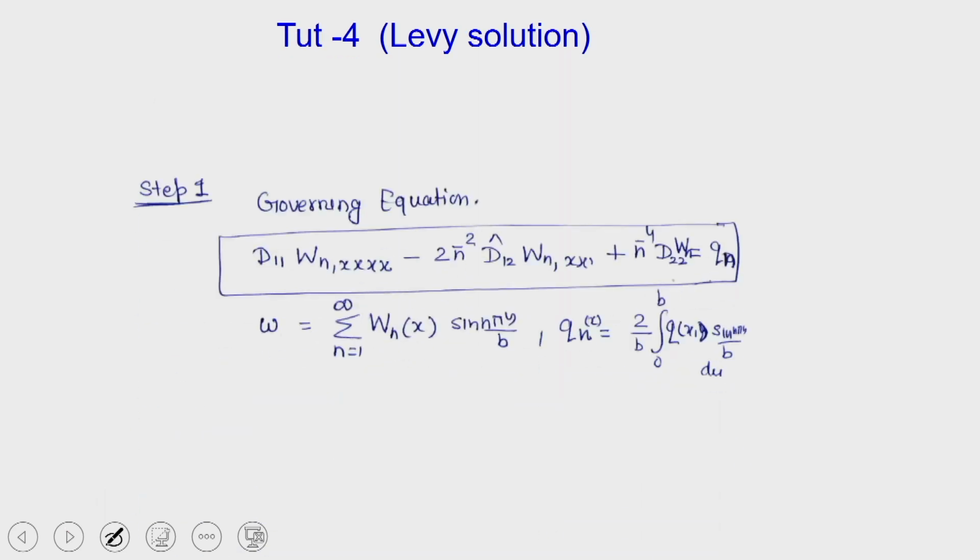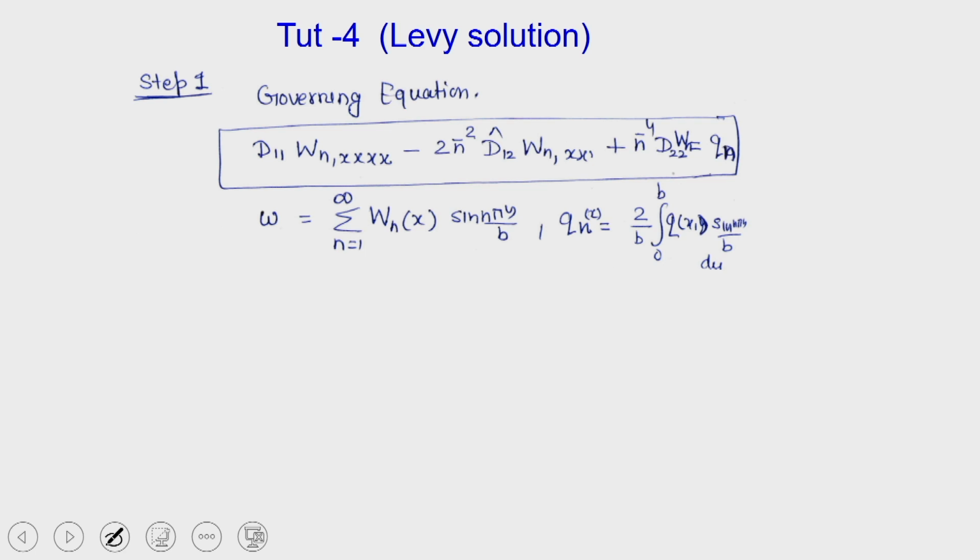So, the very first step to analyze this problem is the suitable governing equation, fourth order in x, second order in x, and w_n, and this is your q_n. I am first giving you the equation for an orthotropic plate. So, if somebody asks you what will be the deflection of a clamped-free Levy type plate, when x is clamped and the other edge is free and it is made of some orthotropic material.